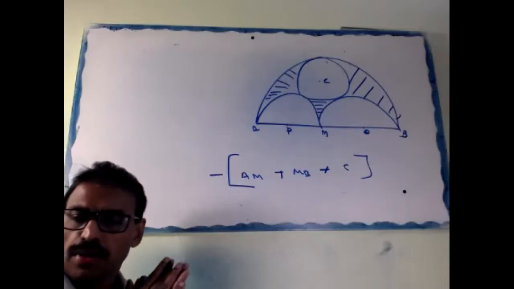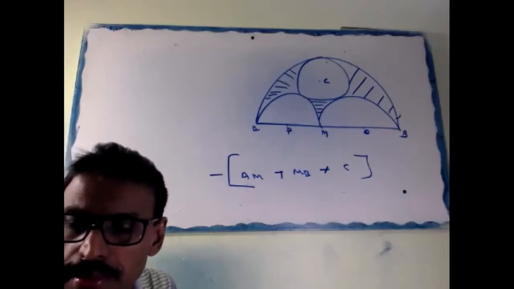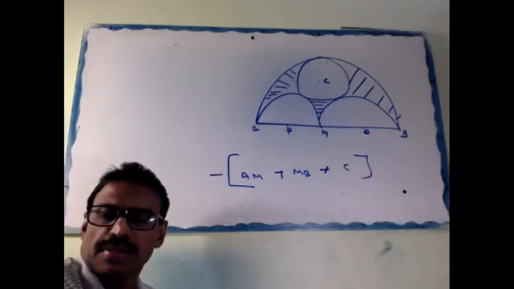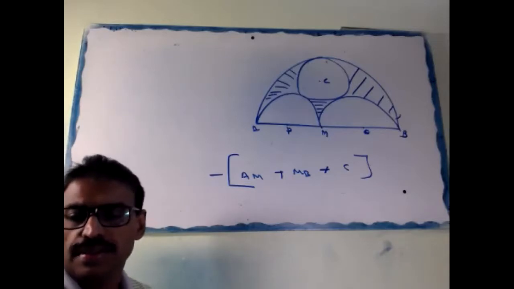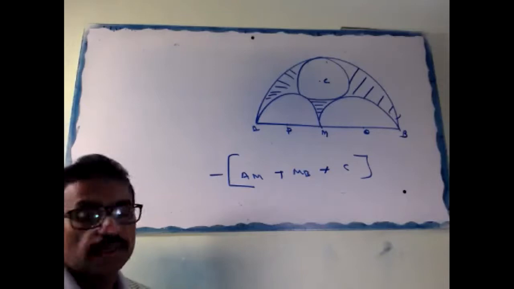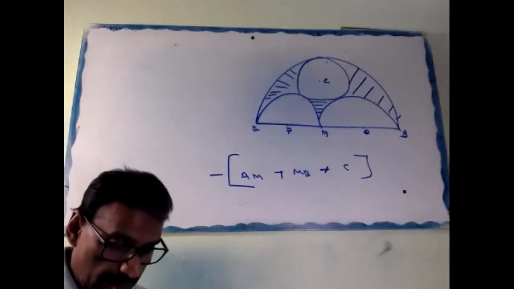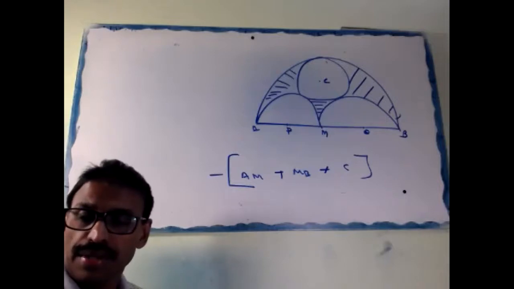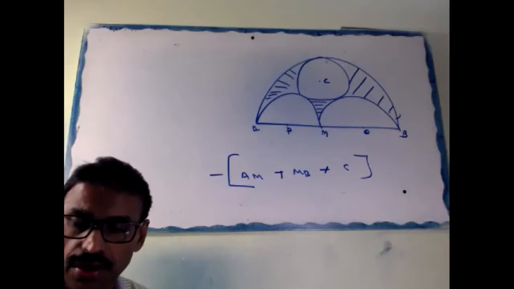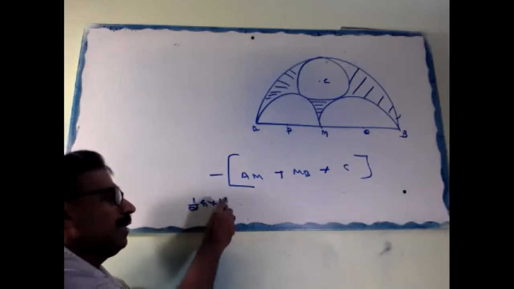Now listen. Area of the semicircle on AB. Radius how much? Oh, radius is not 36, it is 18. Correct or no? All with the pi, don't multiply with the pi yet. That means half pi into 18 into 18.